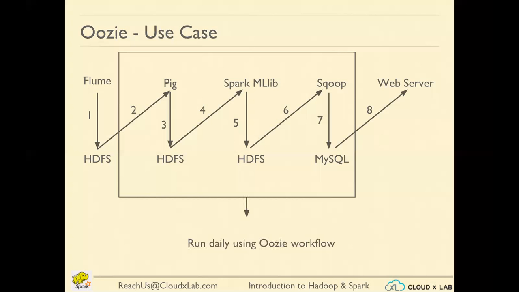Once we have created this whole workflow, we would like to run it via Oozie. Oozie would run it every day, and Oozie can help you define the workflow. Don't run MLlib before Pig is executed. Or you can say that as soon as Pig finishes execution, Spark MLlib will kick in. And once Spark MLlib has finished giving you the recommendations, Sqoop will automatically kick in, copy the data and send it to the web server.